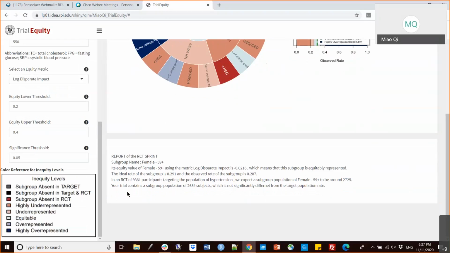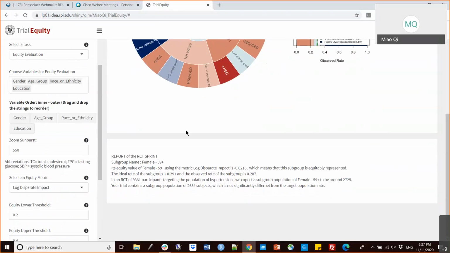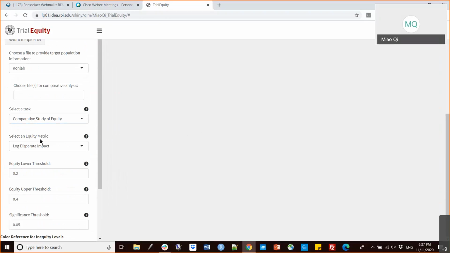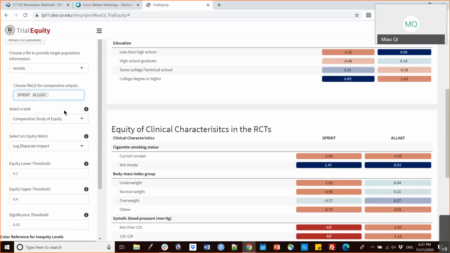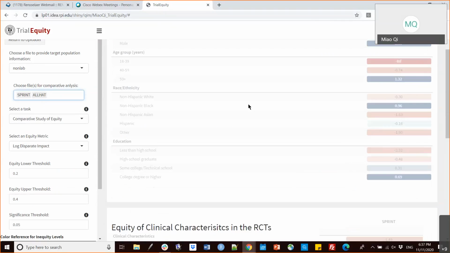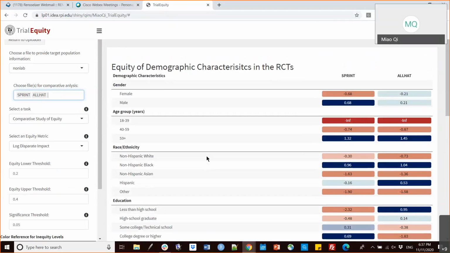Yeah, and we have the reference of the different colors, so you can reference what these colors mean whenever you perform the tasks. And we can go to the second one. For the second one, we try to do the comparison between the different studies. So here we selected 2 studies, and you can also do one, whatever, how many multiple files you have.